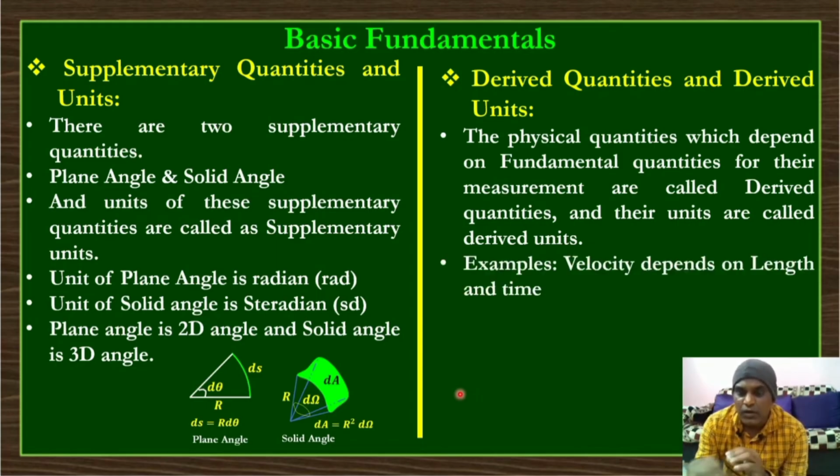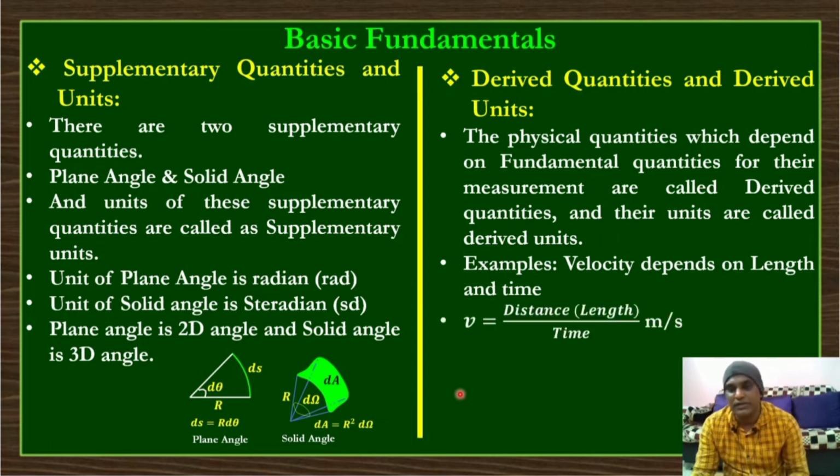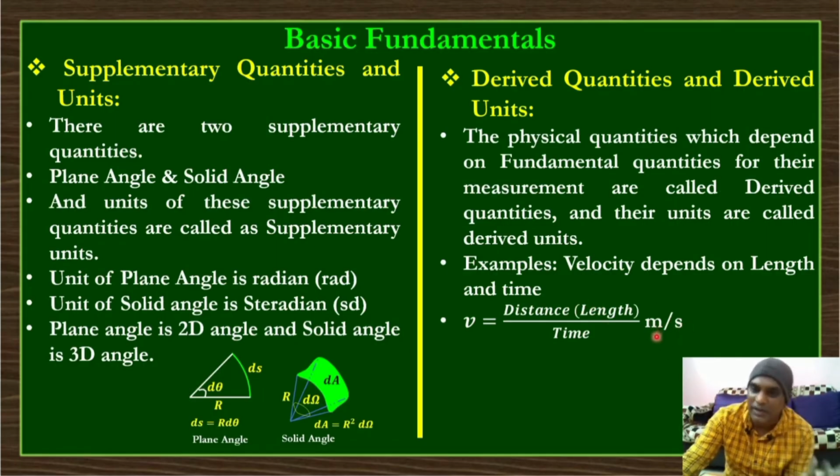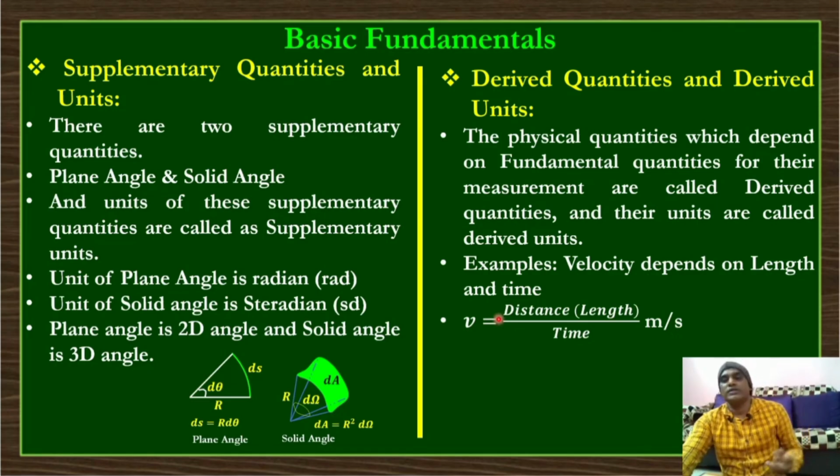Okay, for example, velocity. Velocity depends upon what? Length and time. So v is distance upon time. Rate of change of displacement is called velocity, no? So displacement, let us say distance, means length. The fundamental quantity in that is length. So its unit is meter per second. Meter per second is a combination of meter, which is a fundamental unit, and second, which is a fundamental unit, and the combination of these two is a derived unit, we can say. So meter per second is a derived unit, and velocity is a derived quantity. Clear?